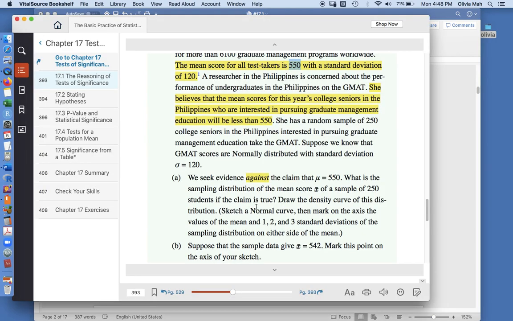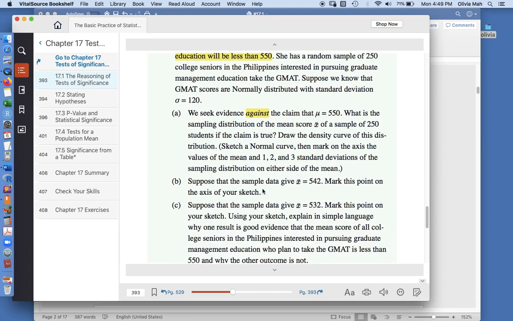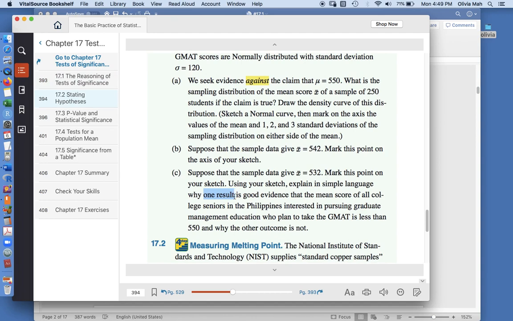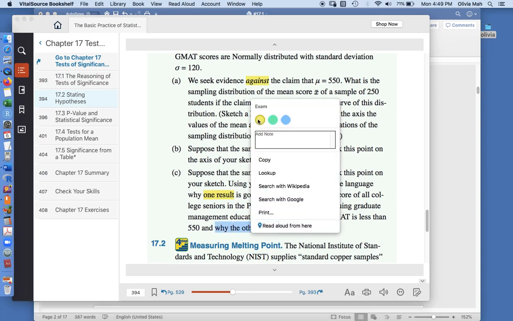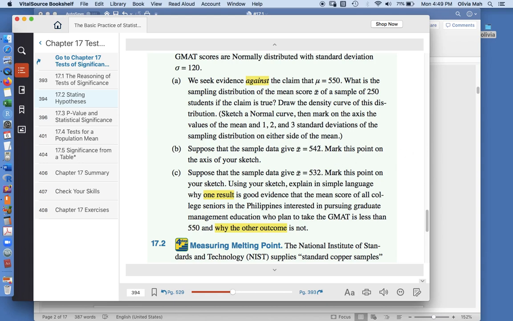So what's next? B and C are very similar. B gives you a sample mean, mark this point on the axis. C gives another sample mean, and then it asks you why one sample mean is good evidence against the assumption, and why the other is not good evidence. So we have 2 sample means here. In real life, we typically only conduct one sample, because selecting one sample is already pretty expensive. But for illustration purposes, we assume that we have 2 sample means.